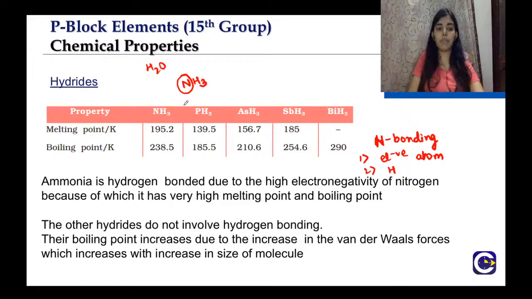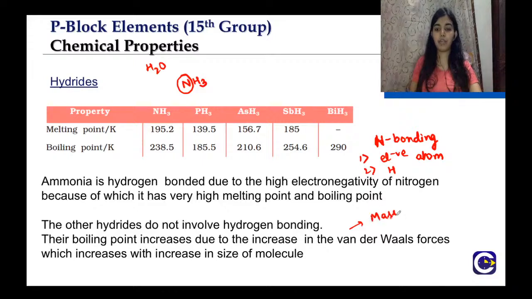Due to which what happens is that its boiling point and melting point is very high. While other hydrides, if you see, because they are lower in electronegativity, because phosphorus, arsenic, antimony and bismuth are not that much electronegative than that of the nitrogen, they do not involve hydrogen bonding, and boiling point now depends upon the mass.